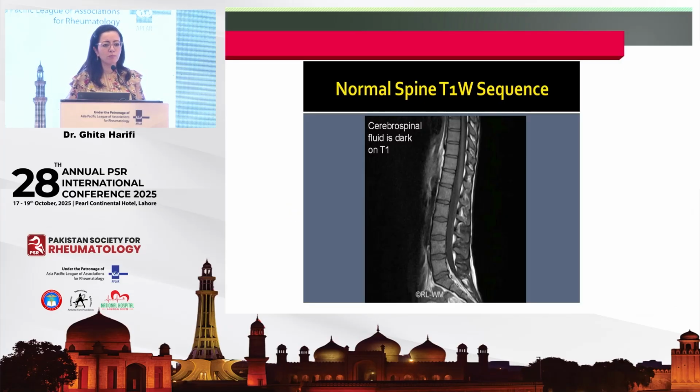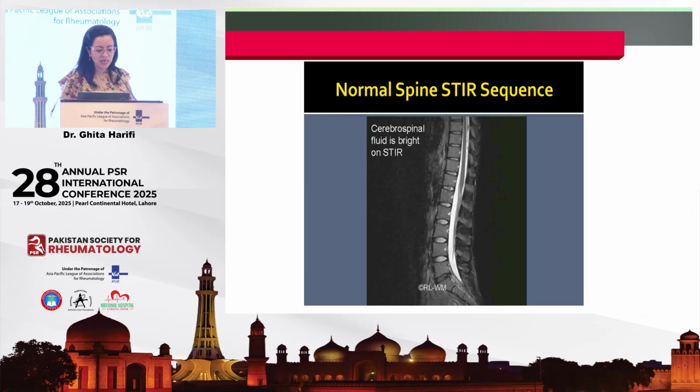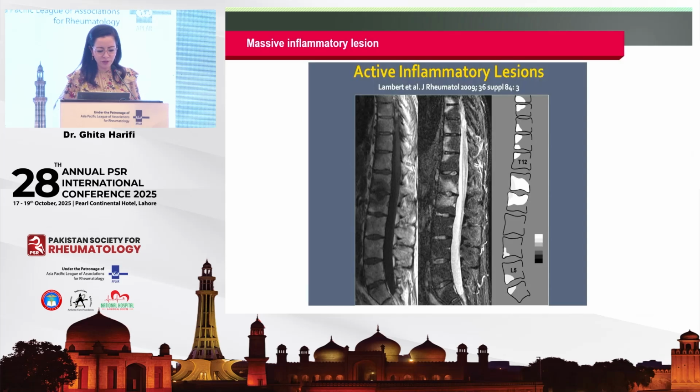Now, moving to the spine, how to interpret and see an MRI imaging of the spine. So this is a normal spine T1 sequence. Again, fluid is black and fat, subcutaneous tissue, is bright. On STIR, you see the fluid, the spinal fluid, is bright on STIR.